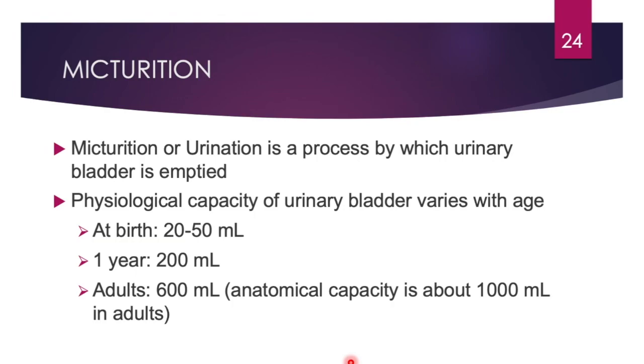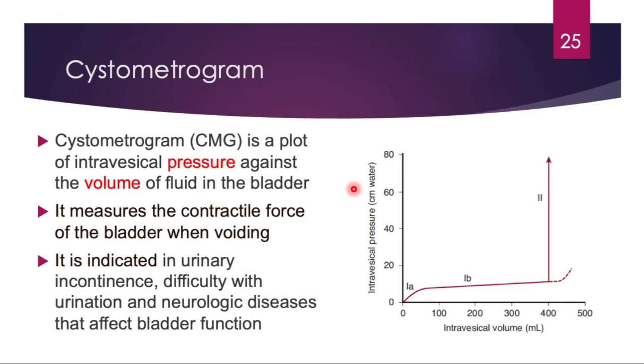At 1 year old, the capacity is about 200 milliliters, and in adults about 600 milliliters, although the anatomical capacity is about 1000 milliliters in adults. Cystometrogram or CMG is a plot of intravesical pressure against the volume of fluid in the bladder. It measures the contractile force of the bladder when voiding. It is indicated in urinary incontinence, difficulty with urination, and neurologic diseases that affect bladder function.